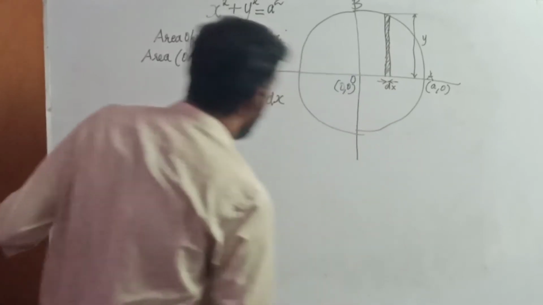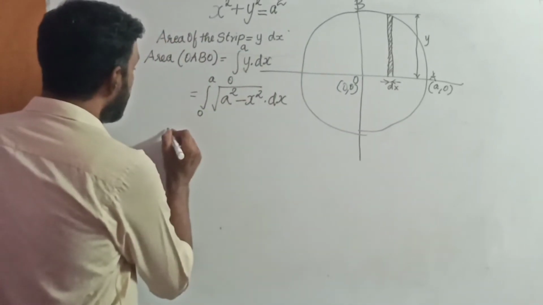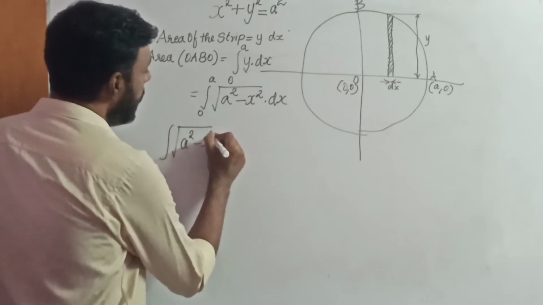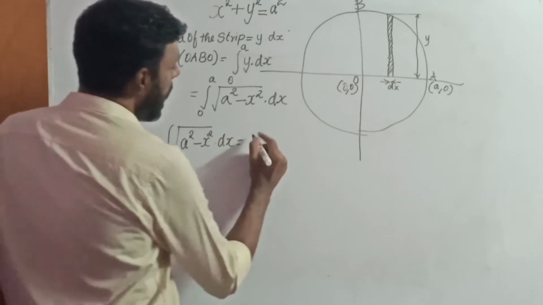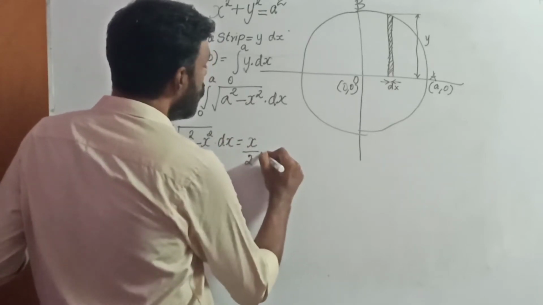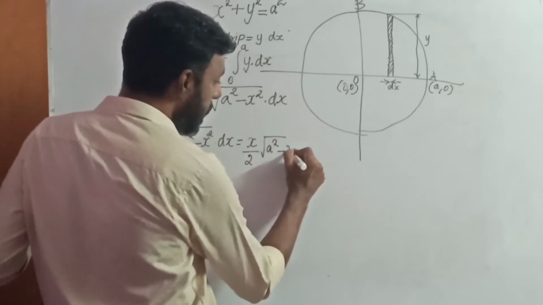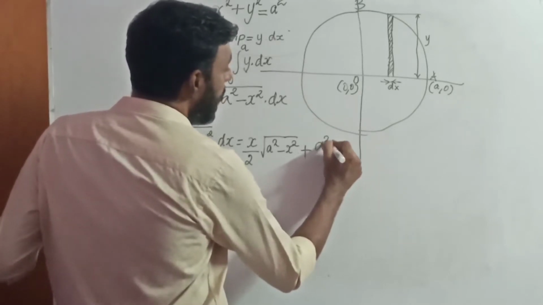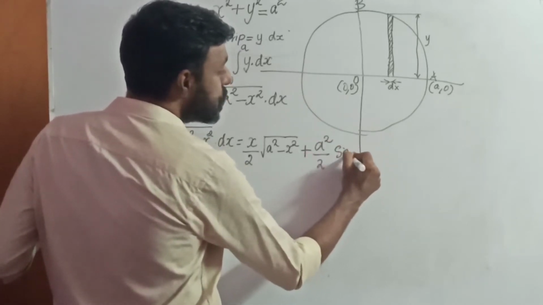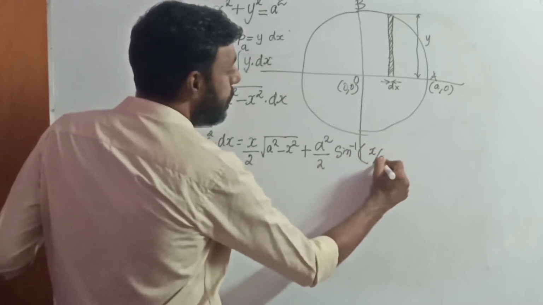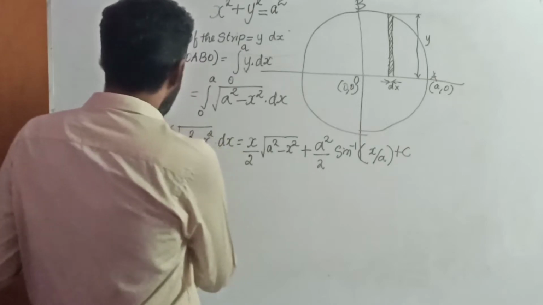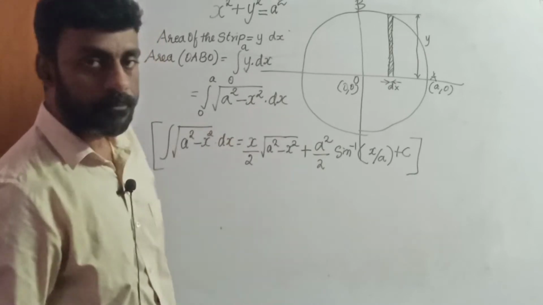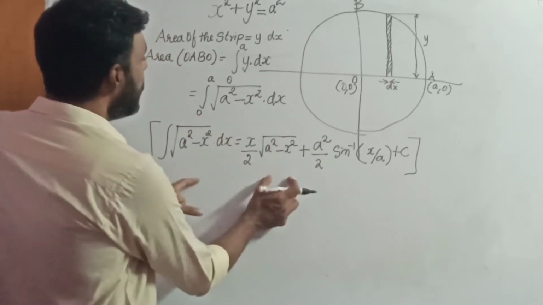We have another integral formula: the integral of root of a squared minus x squared into dx is nothing but x by 2 into root of a squared minus x squared plus a squared by 2 into sine inverse of x divided by a plus c. This is the integration formula which we are going to substitute here. Okay, so I am using this formula over here.